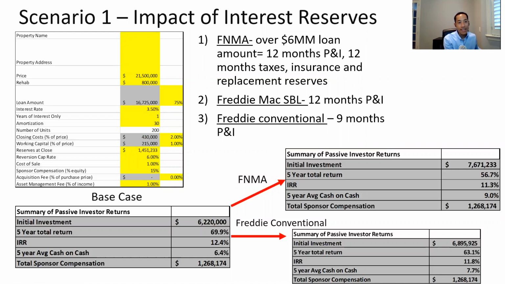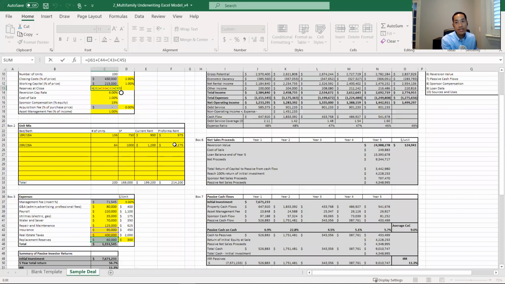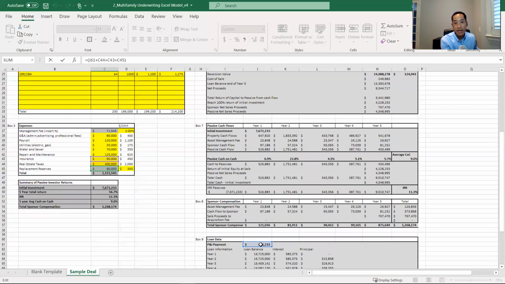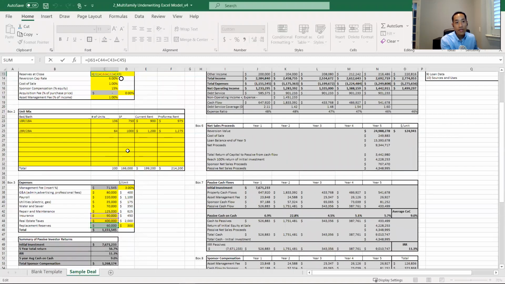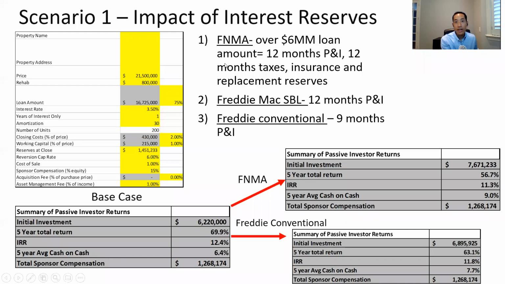So I added a slide here for reserves at close, right? The way I calculated that, let's back that up. This is on a Fannie Mae loan. It's essentially 4 things. It's your P&I payment, 12 months of P&I, 12 months of taxes, 12 months of insurance, and 12 months of replacement reserves. You add up all those 4 things, and you get about 1.45 million in reserves on Fannie Mae.